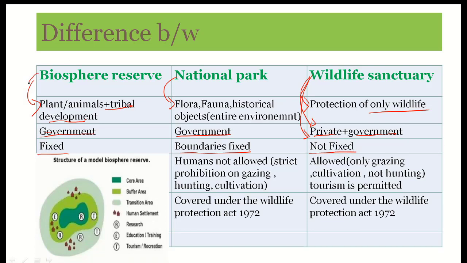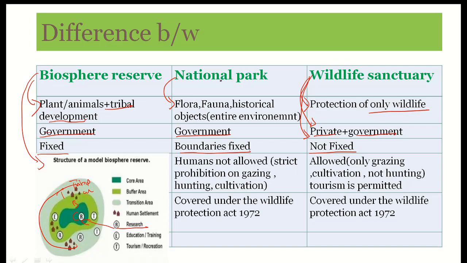A Biosphere Reserve is divided into three zones: core zone, buffer zone and transition zone. In the core zone, only researchers are allowed. In the buffer zone, researchers, training and tourism are allowed. In the transition zone, the tribal peoples are protected. They can cultivate and they can manage the affairs here.